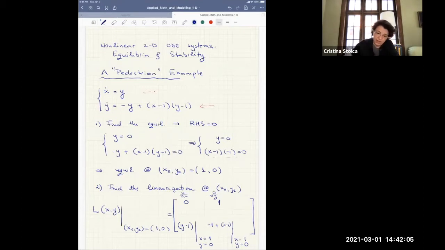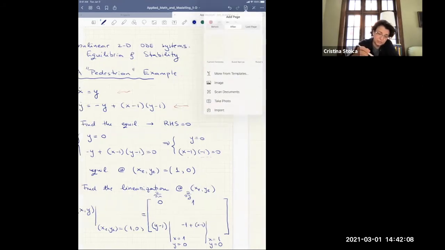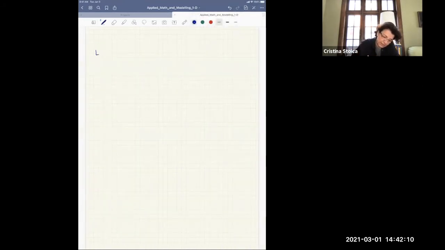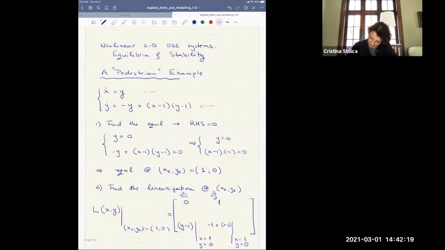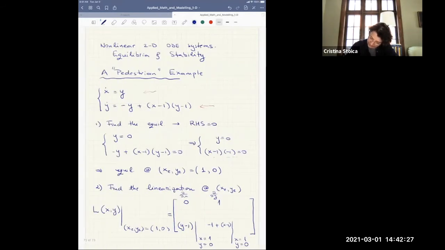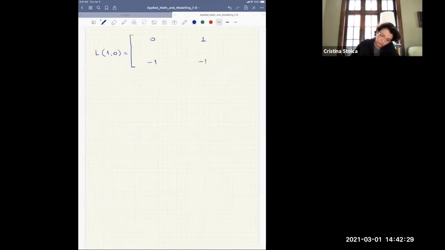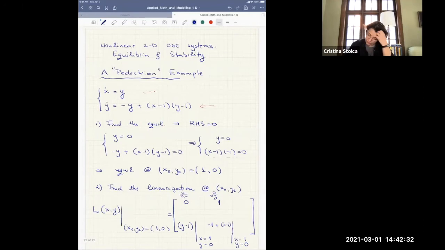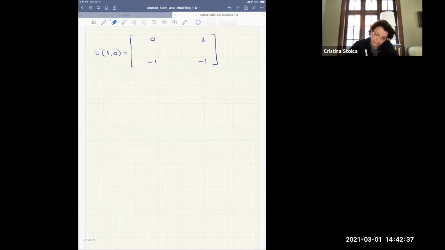All right, so now I'm going to flip the page. So L at 1, 0, I'll write it directly now. So this will be 0, 1, and let's see what was on the other side. So I'll have a minus 1 here, and then a minus 1 here. Okay, I hope I'm correct. Yeah, there you go. So this is L.